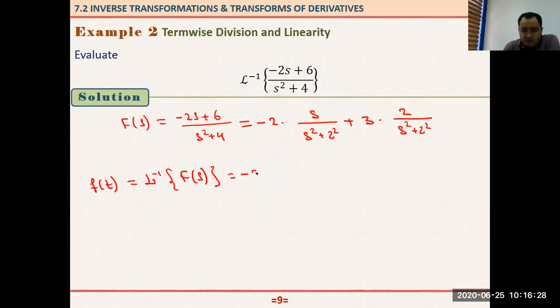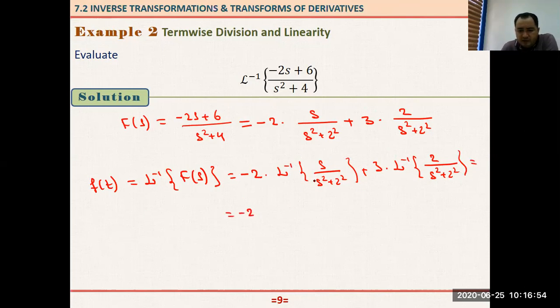as negative 2 times the inverse Laplace of s over s squared plus 2 squared, right? Plus here we have 3 because it's a constant. I can just take this out. Here we have the inverse of 2 over s squared plus 2 squared, which is equal to negative 2. And now you're familiar with this, right? Here, s over s squared plus 2 squared. It is the Laplace transform of cosine of 2t, because when we have s here, and something squared, right?